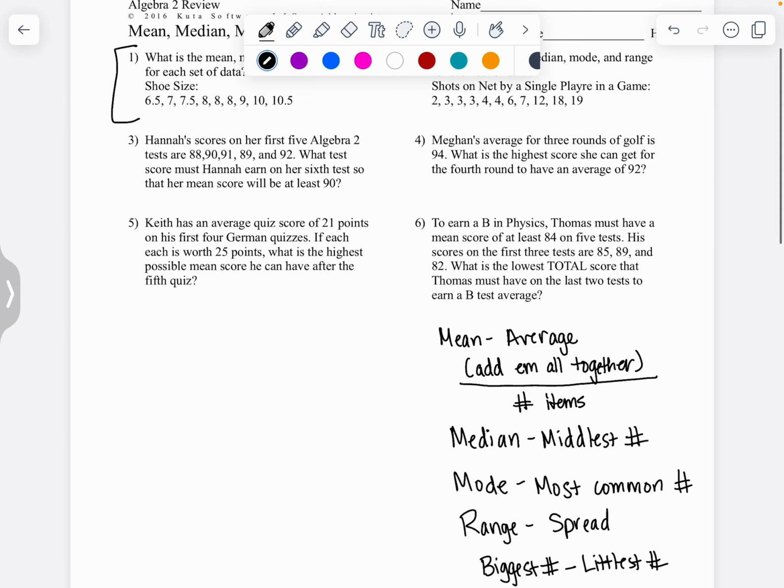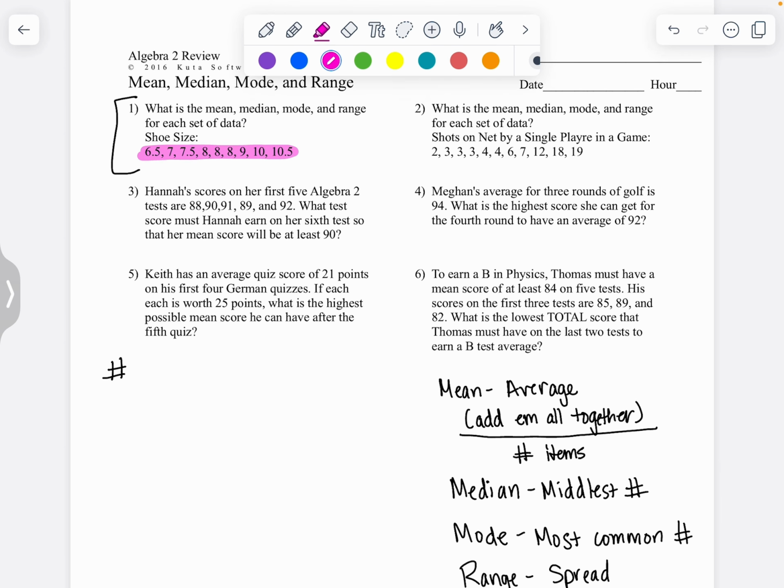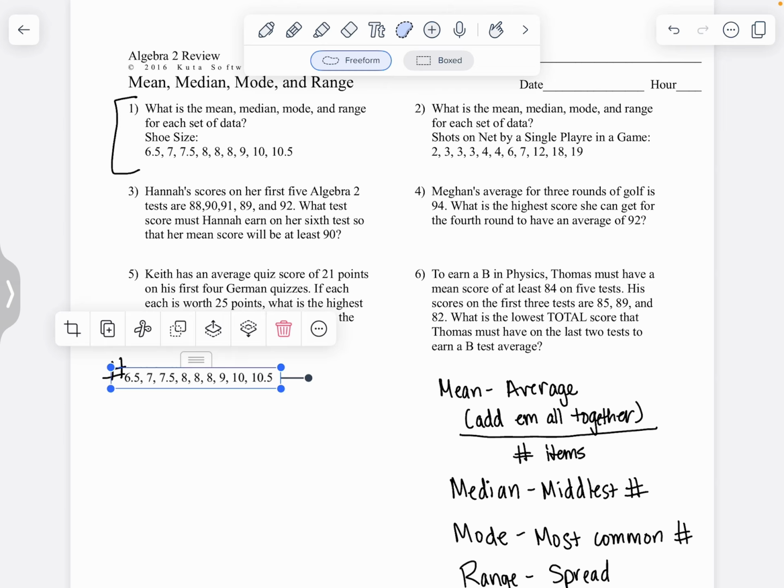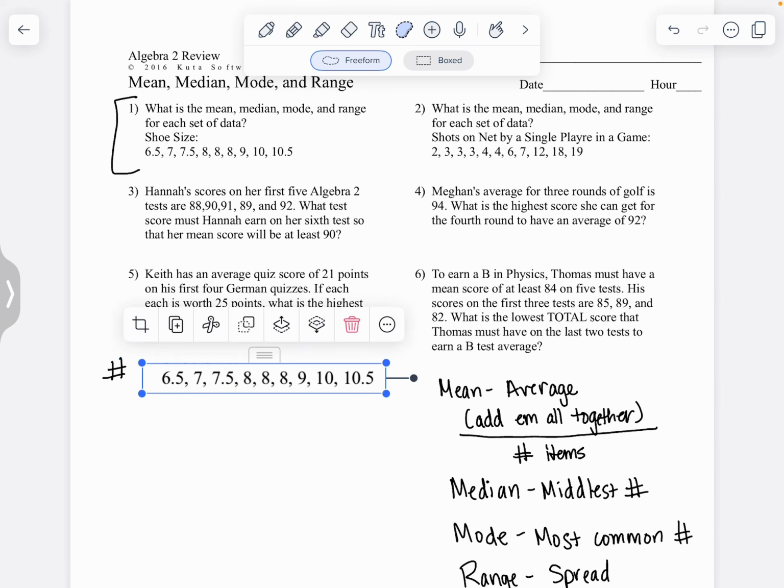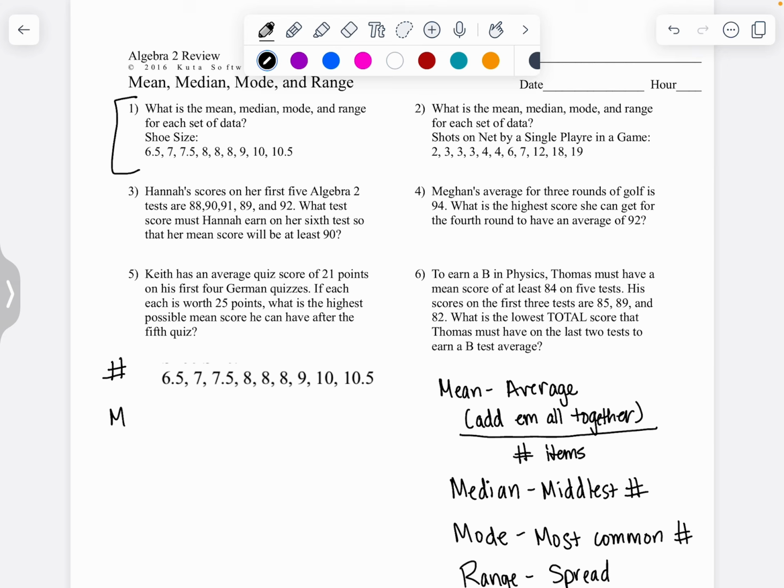So let's look at number one. Number one tells us this data set right here in shoe sizes. I'm just going to go ahead and copy it and pull it down here, paste, and maybe make it a little bit bigger. There we go. Okay. And it says, what's the mean, median, and mode? So let's look at our mean. Our mean says, let's just add them all together and divide them by the number of terms. So we've got 1, 2, 3, 4, 5, 6, 7, 8, 9 terms. There are 9 terms, okay? So we know we're going to divide it by 9.